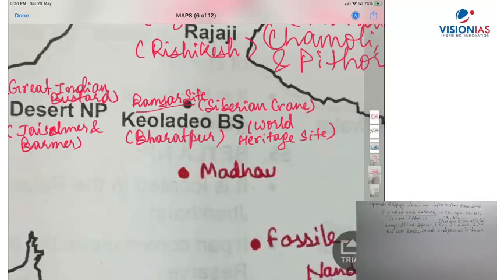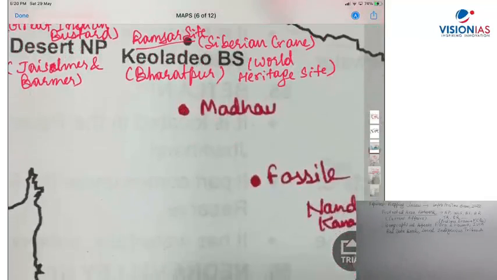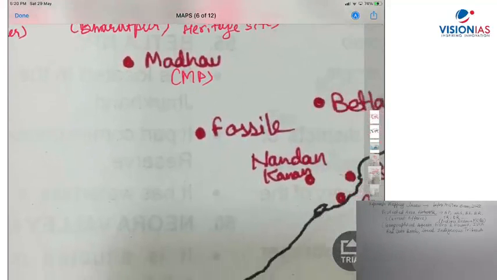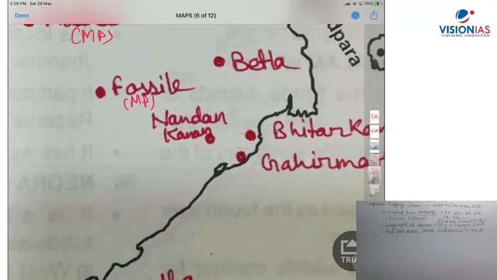This is the way you have to practice through the map. Madhav, if you look at Madhav, Madhav is in MP, right? Fossil Park. Then again, Nandan Kanan. Nandan Kanan is in Odisha, in Bhubaneswar, the capital city of Odisha. Nandan Kanan Zoo and all.